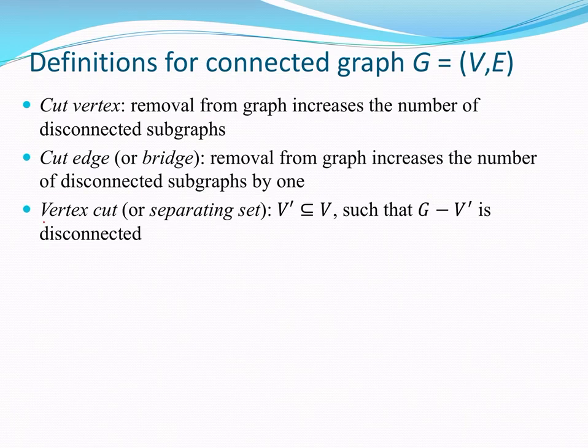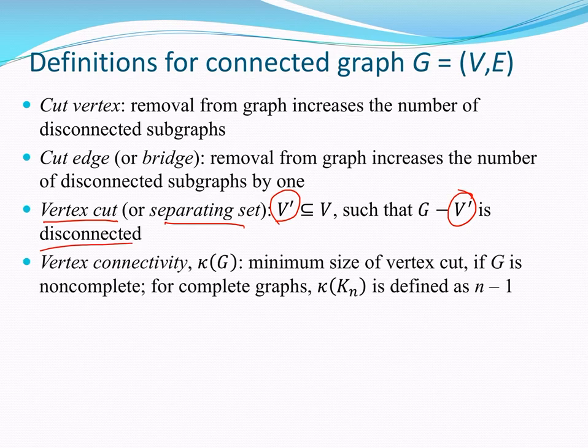A vertex cut, or separating set, is a set of vertices that, if we remove them from our graph, the graph is disconnected. So a cut vertex is a vertex cut, but if you don't have a cut vertex, then you should be able to find a vertex cut of your graph that will cause it to have an increase in the number of disconnected subgraphs.